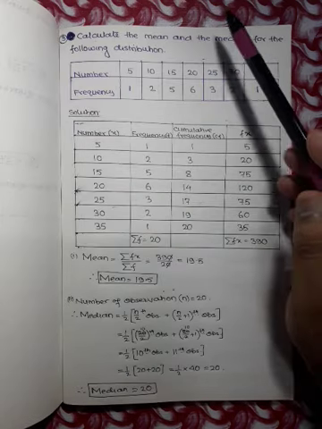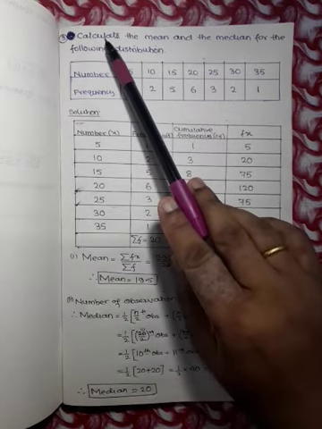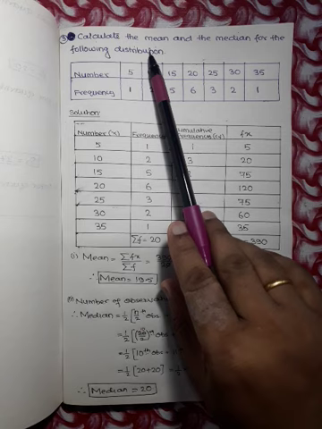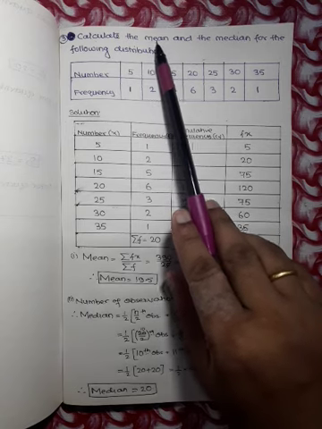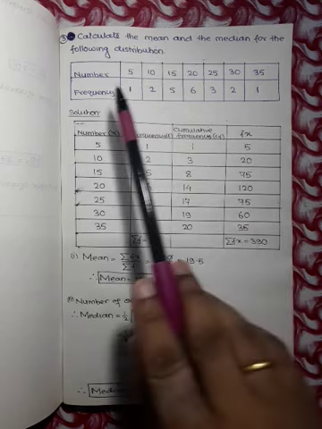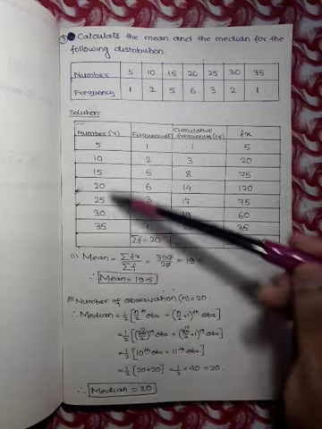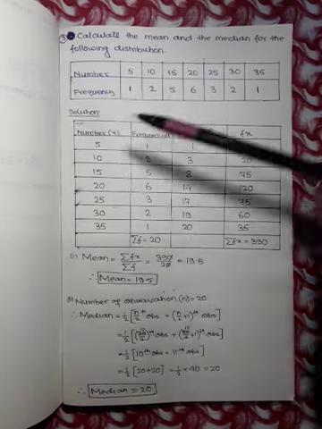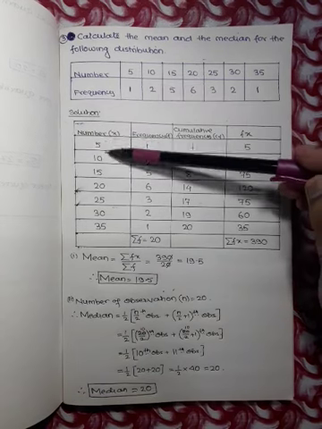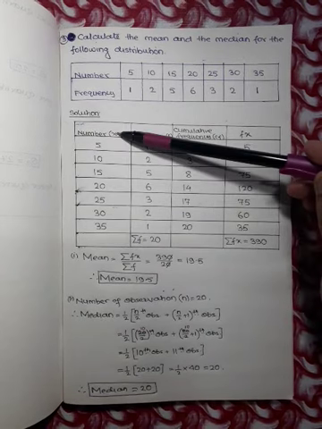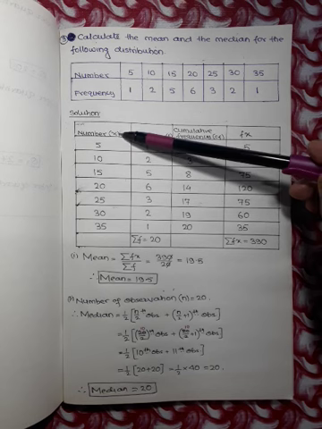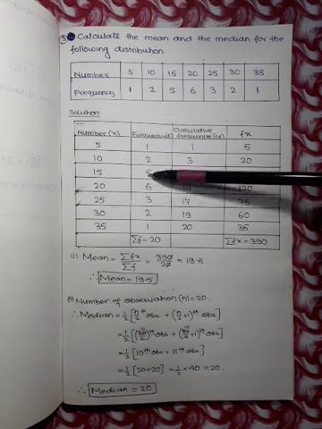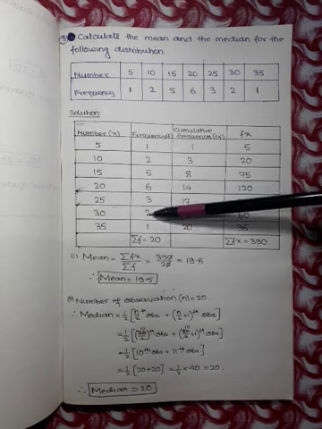Now dear students, you can see question number 3. Calculate the mean and the median for the following distribution. So how to find the mean we have already done, right? Now let's see, in a single table only we can find both mean and median. Here the numbers are the class marks, X, or we can say variates. Frequency is already given: 1, 2, 5, 6, 3, 2, 1.